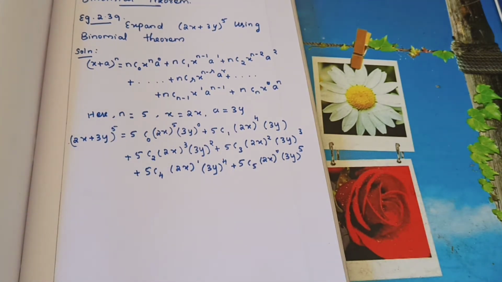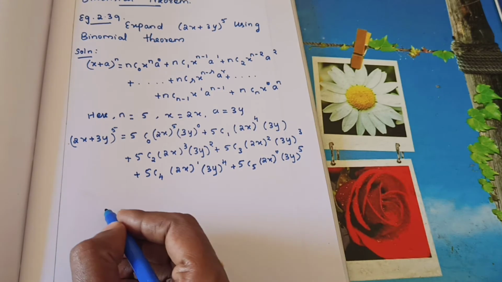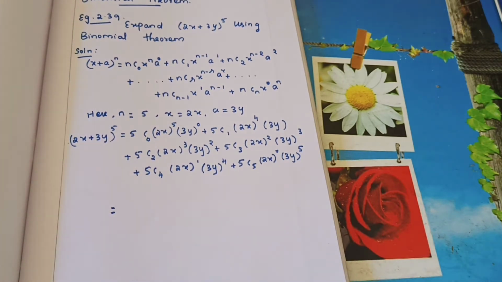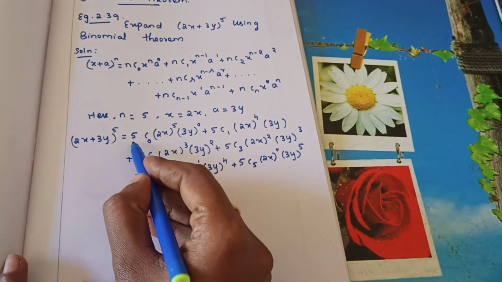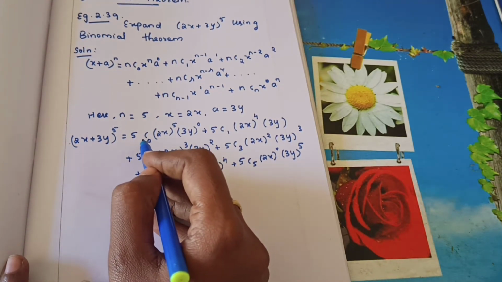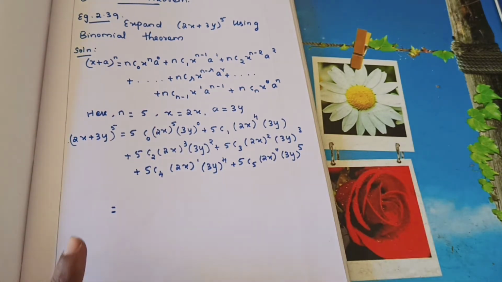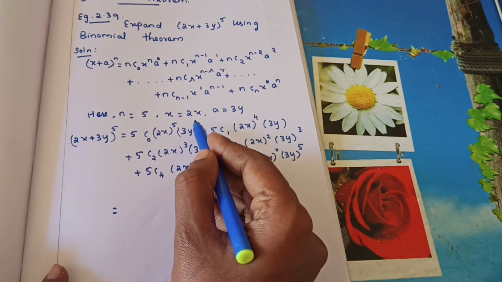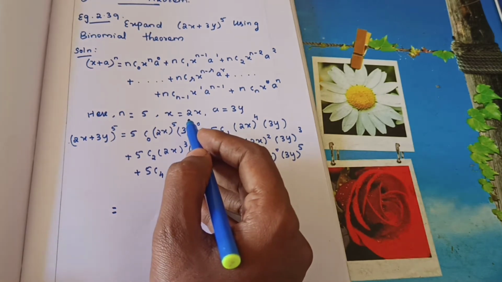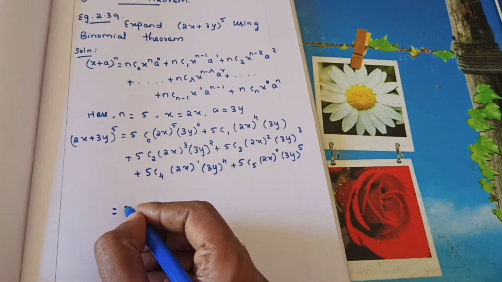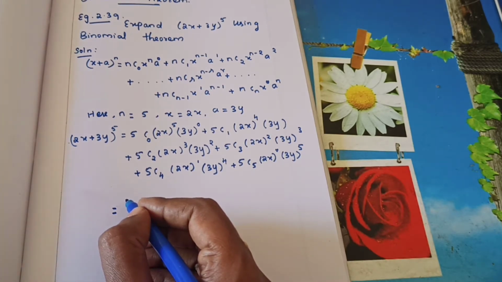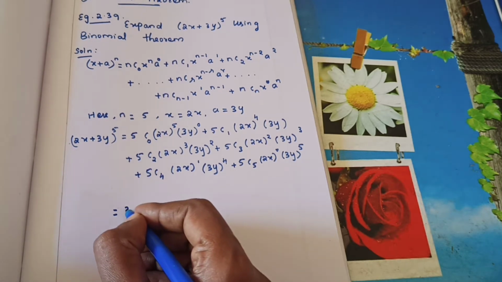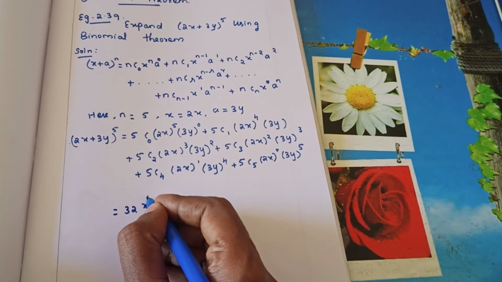Okay, so now we are going to simplify. We substitute the values here. What's the value for 5C0? Already I taught you in your previous sections. nC0, the value is 1, is it right? 3y the whole power 0, that's also 1. Anything power 0, the value is 1. So 2 power 5, what's the value? 2 into 2 into 2 into 2 into 2. 2 2s are 4, 4 2s are 8, 8 2s are 16, 16 2s are 32. So totally you will get 32x power 5.